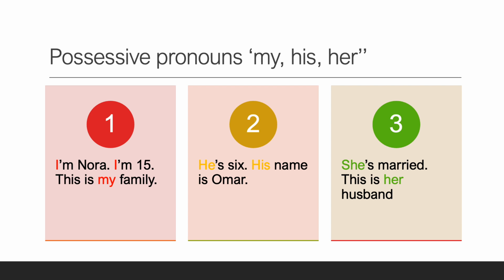Okay, now if you're going to talk about him, the second example, here we have two pronouns. We have he and we have his. The subject pronoun here is he. If you're going to talk about something that belongs to him, we will use his name. So he will take his.